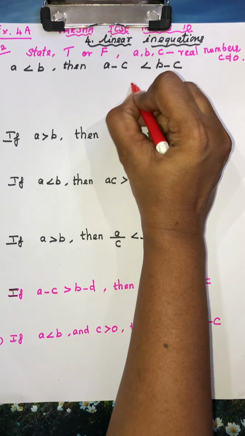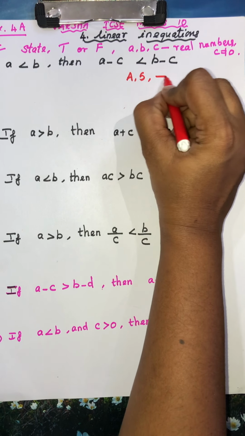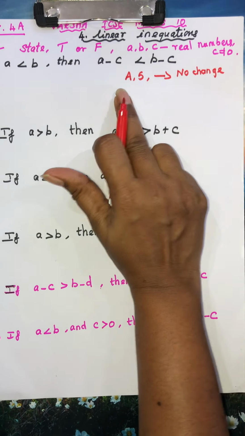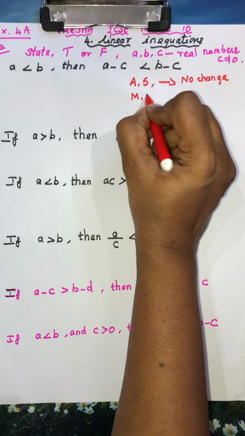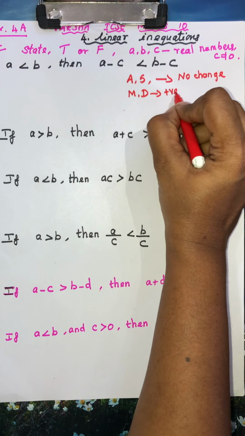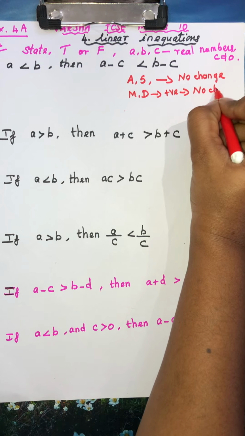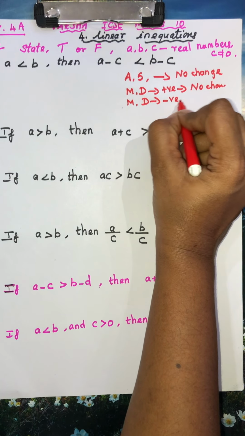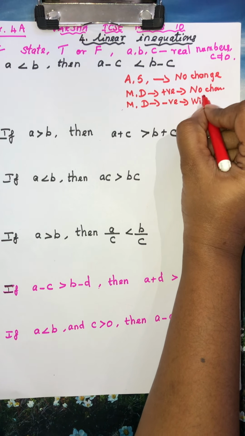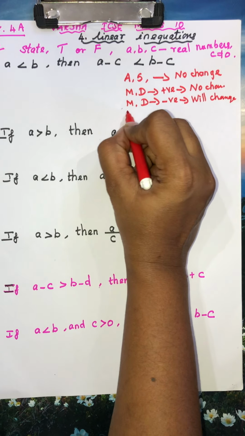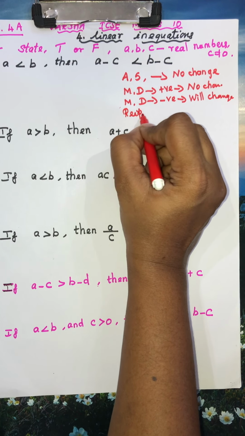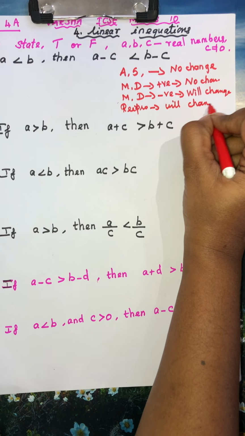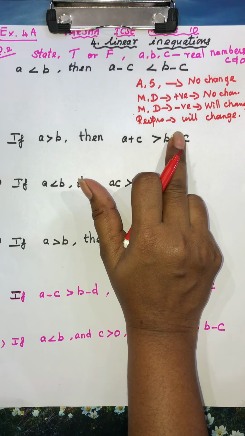So what are the rules? For addition and subtraction, the sign of the inequality will not change. For multiplication and division, when it is a positive number, there is no change. For multiplication and division, if it is a negative number, it will change. And for the reciprocal, the inequality sign will change. These are the first rules.